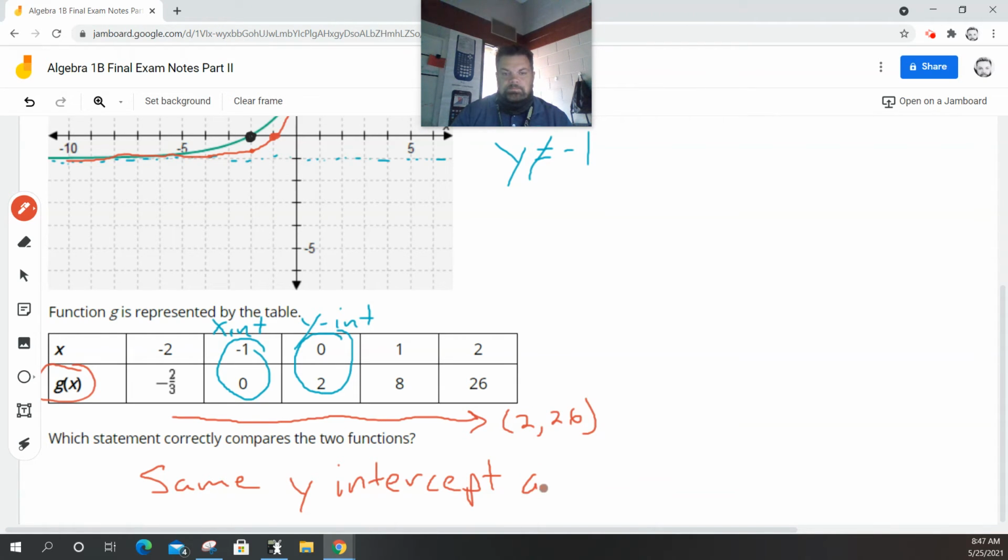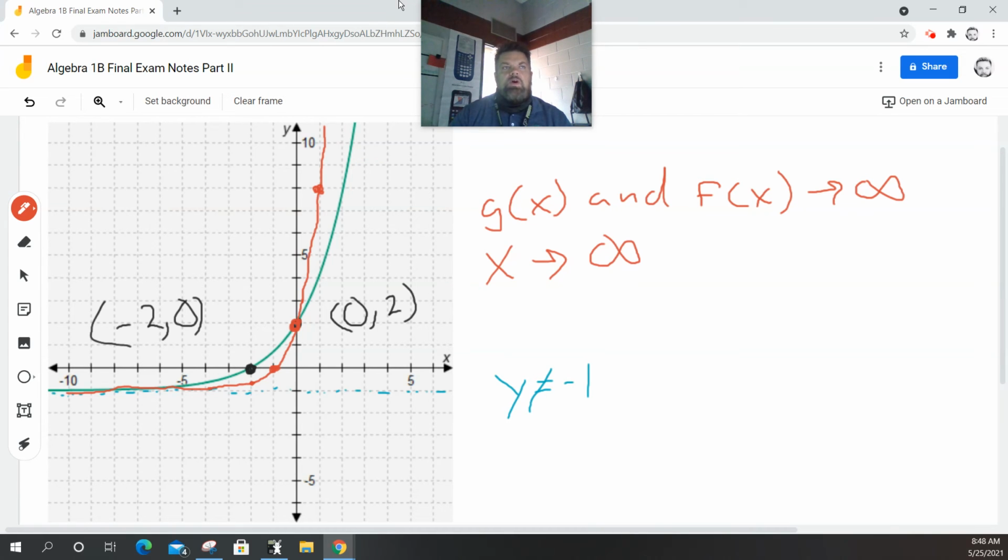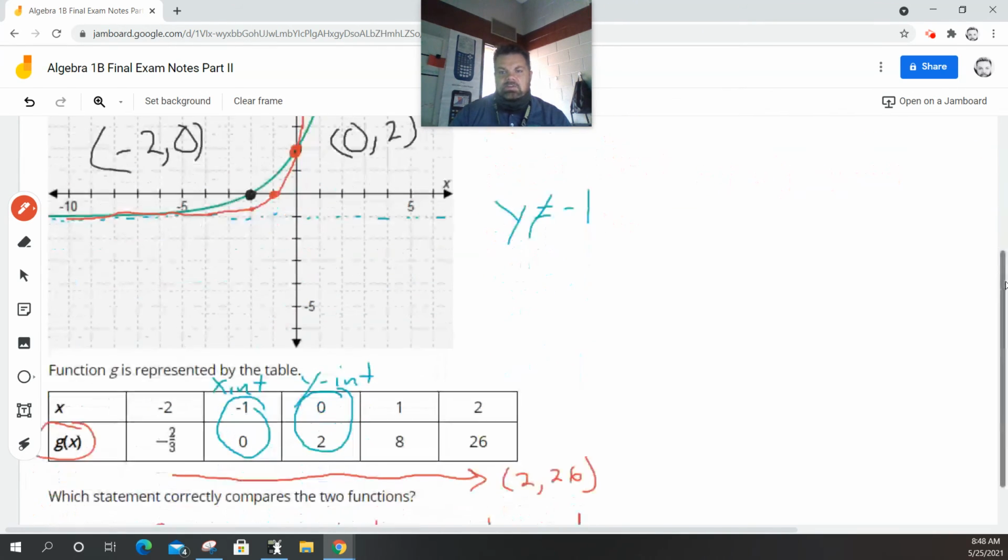And even though the behavior is different, when we think in terms of as x approaches positive infinity, in other words, as we go from left to right, both f of x and g of x go towards positive infinity as well. In other words, they both go up. They both blow up quickly. g of x blows up a little quicker, but they both go towards positive infinity. So how do I word that?